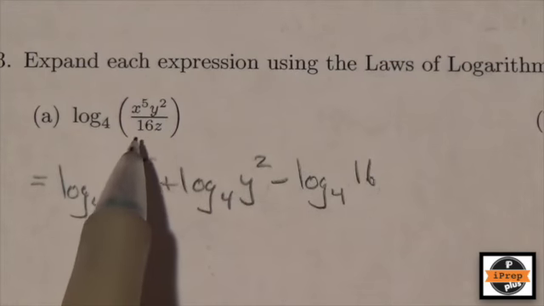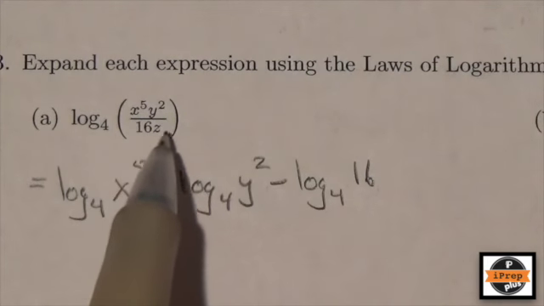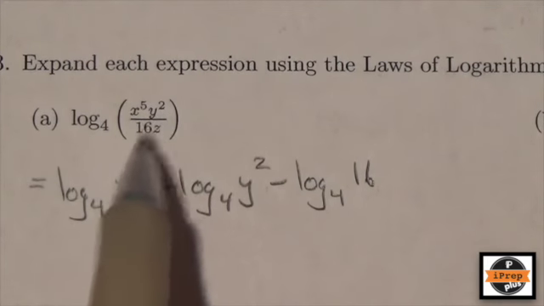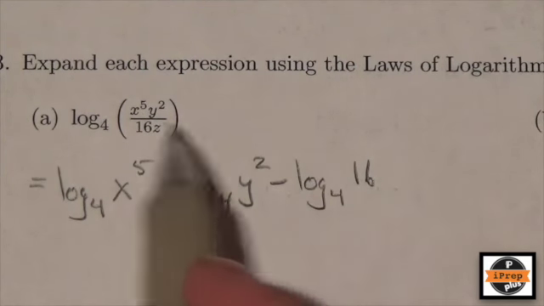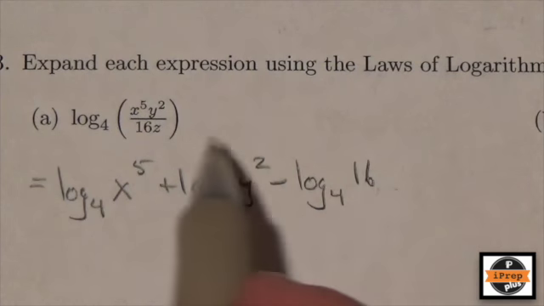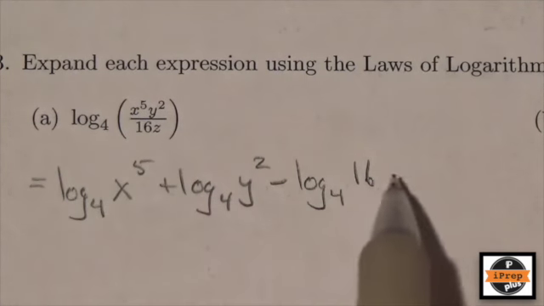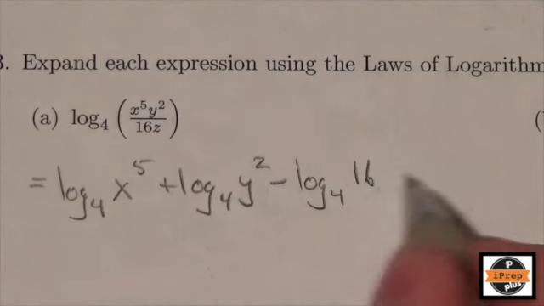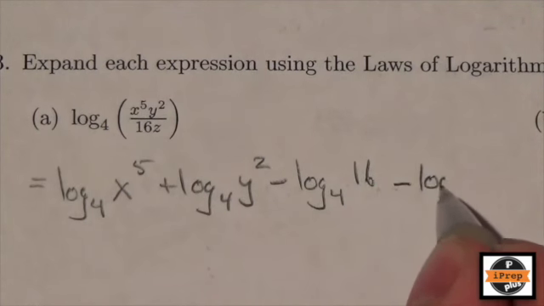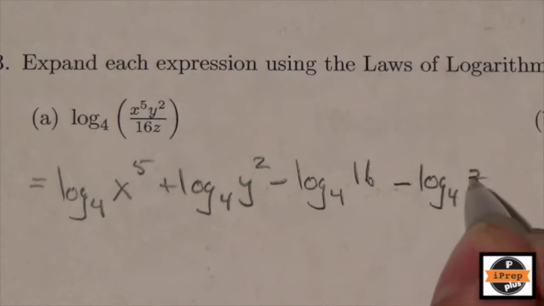And now think about this. The z is in the denominator. I'm dividing this expression by z. So don't think of this as 16 divided by z. No, think of this as the whole expression divided by z. Everything up to this point is all together. The z is in the denominator, so I'm going to subtract the log base 4 of z.